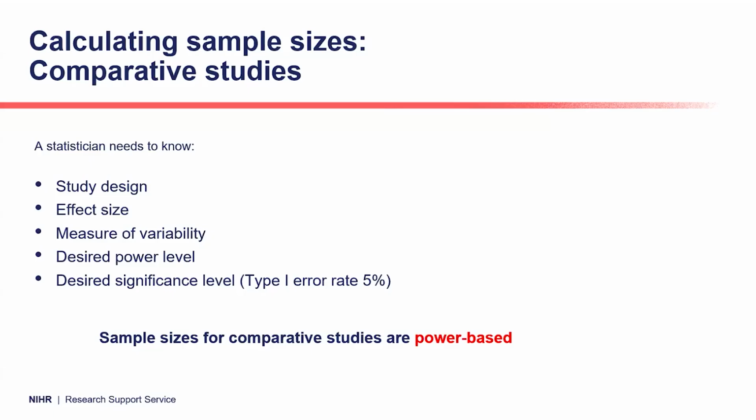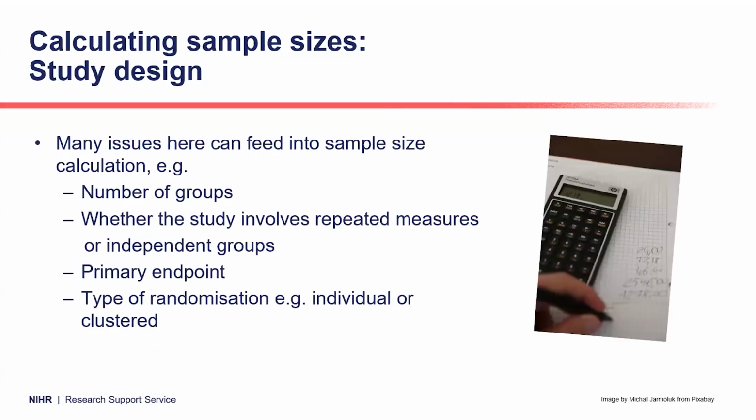We'll talk about each one of them separately on the next slides, but you can already see that a lot of thought goes into how you calculate the sample size for comparative studies. And that's why it may seem like statisticians have a lot of questions to ask you when you start writing a grant application. So let's start with the study design.